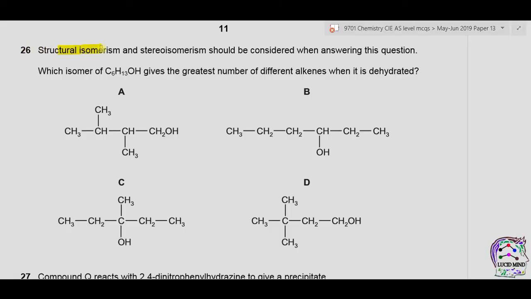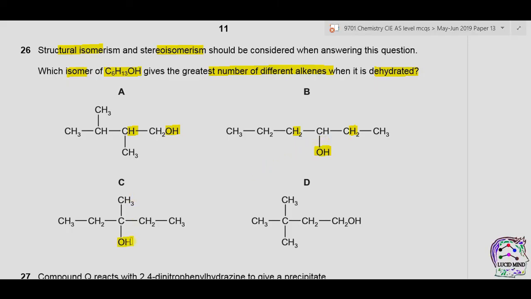Question 26. Structural isomerism and stereoisomerism should be considered when answering this question. Which isomer of C6H13OH gives the greatest number of different alkenes when it is dehydrated? Now, dehydration of alcohols occurs in such a way that OH is removed from one carbon atom and hydrogen atom is removed from adjacent carbon. Similarly, OH is removed from this carbon atom and hydrogen can be removed from adjacent carbon, which could be this one or which could be this one. So two products are formed.